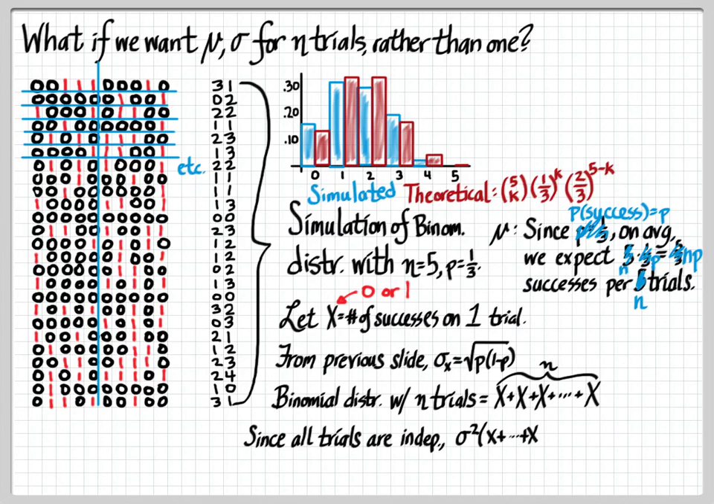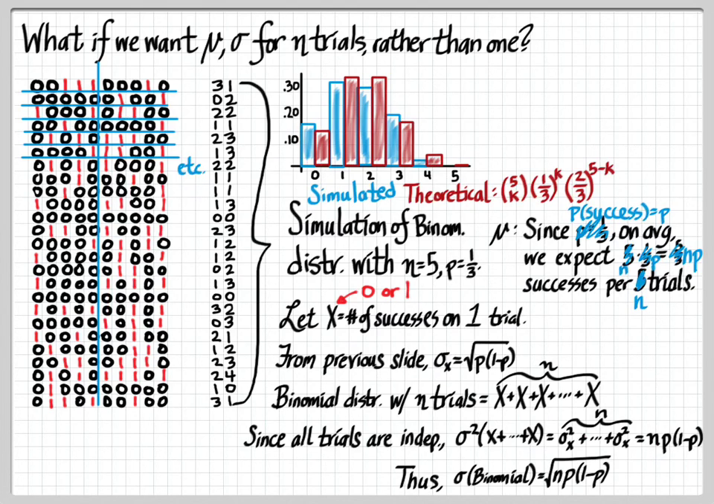Since all these trials are independent, the variance of this big sum is the variance of the first plus the variance of the second plus the variance of the third, all added together, and we have just n copies of the variance. But we can see the variance from here. We just square this so the square root goes away. So we end up with n copies of p times 1 minus p. So that is the variance of the binomial distribution. And therefore, the standard deviation of the binomial distribution is the square root of np times 1 minus p. Clever.